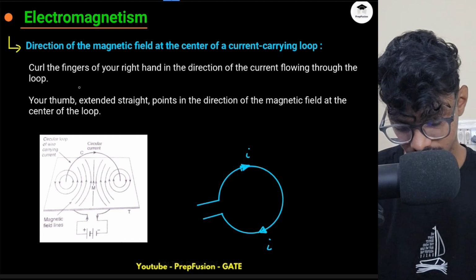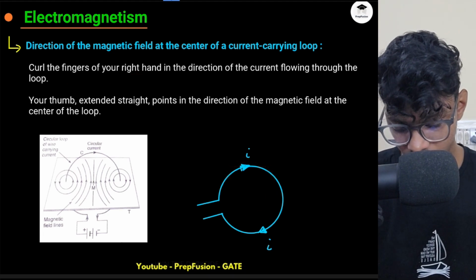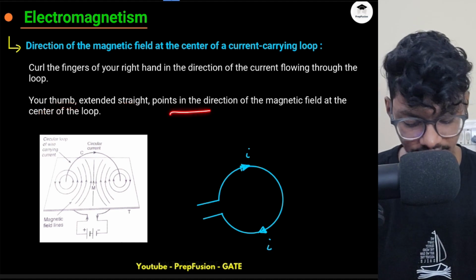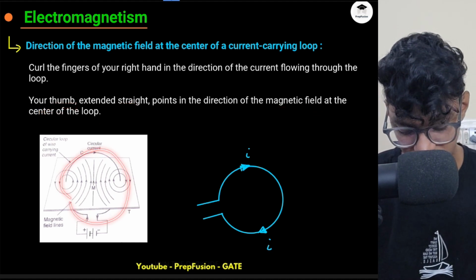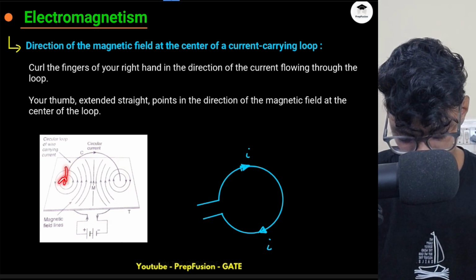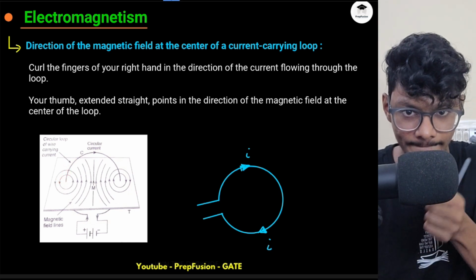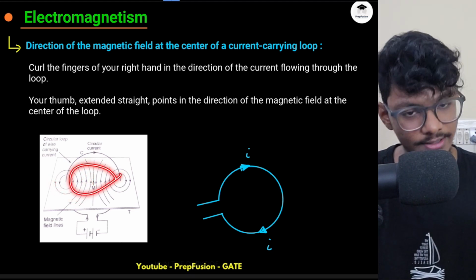You curl the fingers of your right hand in the direction of the current flowing through the loop. Your thumb extended straight points in the direction of the magnetic field at the center of the loop. So there is a proof here. Just a proof that individually, if I just see, current here is flowing upwards. So if I point my thumb towards the current and curl my fingers, it is telling me magnetic field is along this direction, which is shown here pictorially.